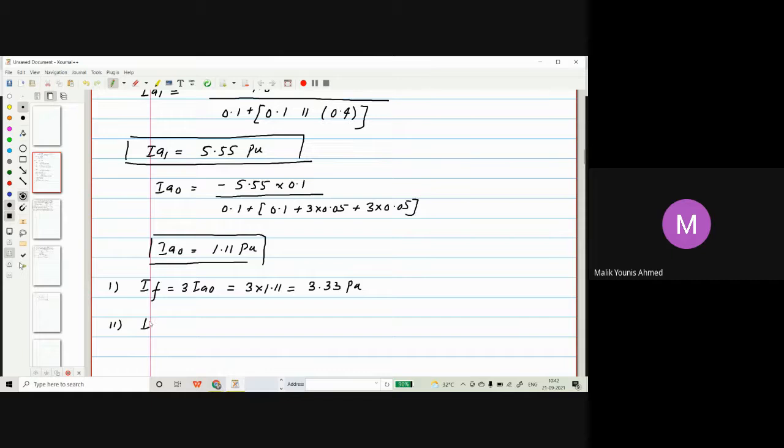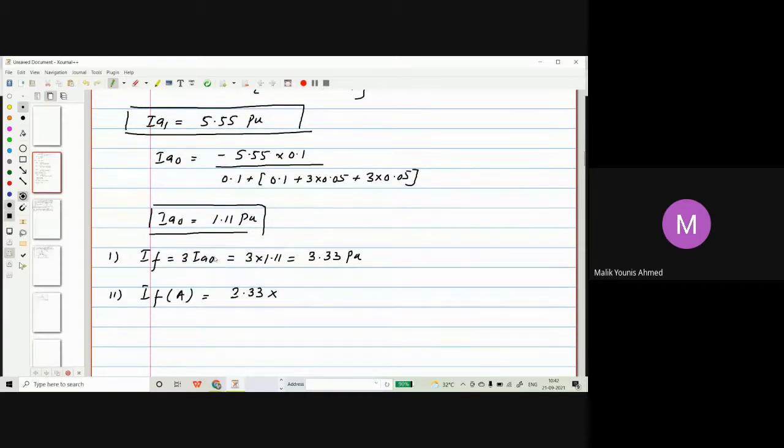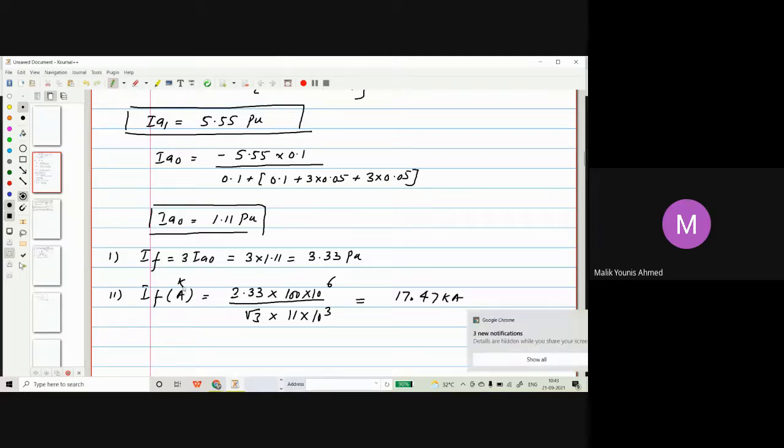Second, IF in amps or kiloamps, whatever you want to get. IF in per unit is 3.33. What's the formula? IF in per unit multiplied by MVA into 10 to the power of 6 divided by root 3 into kV, which is 11, into 10 to the power 3. We have seen this formula a number of times. It gives 7.47 kiloamps, so you can put kiloamps here.